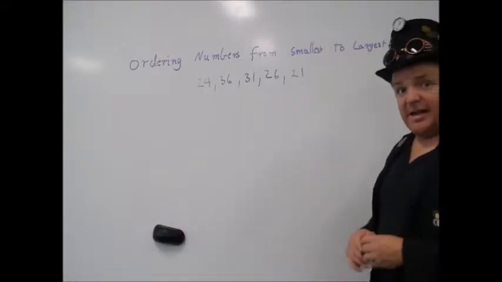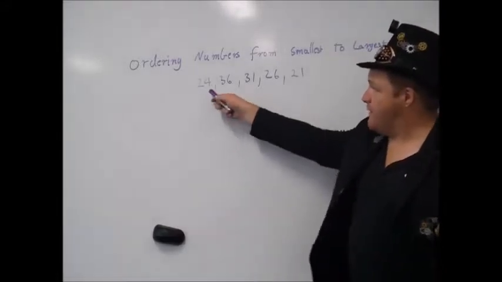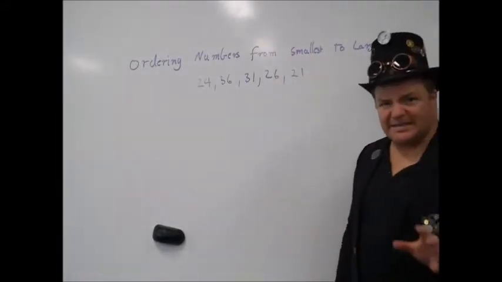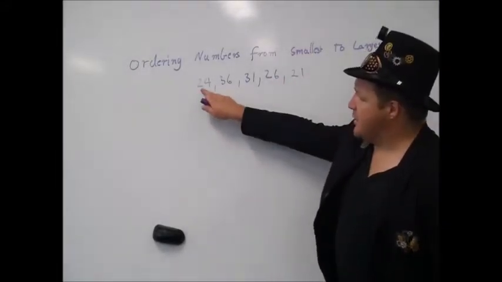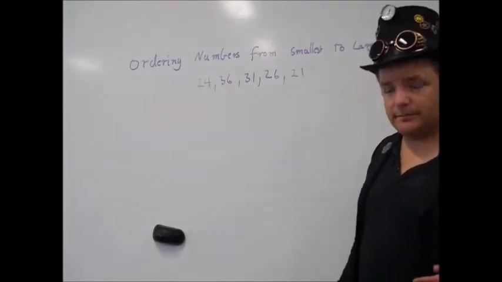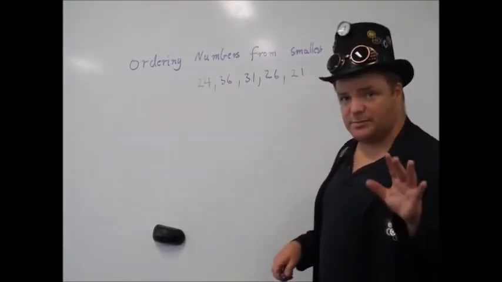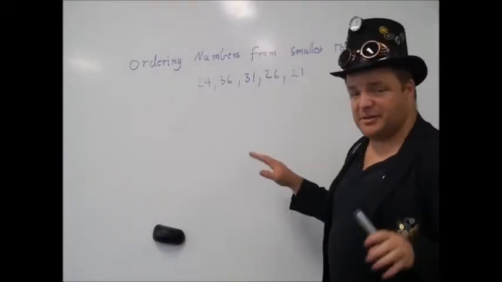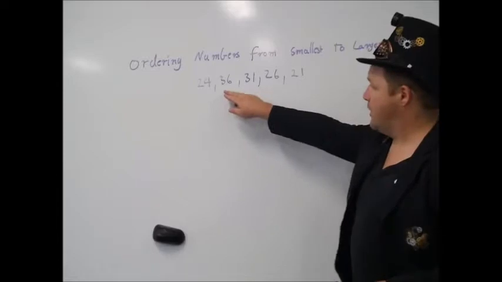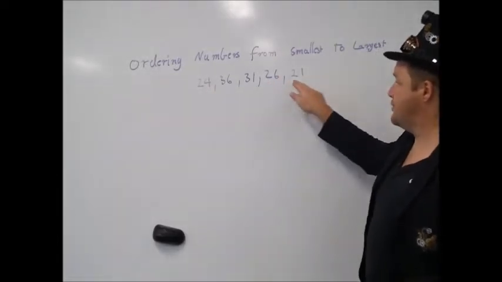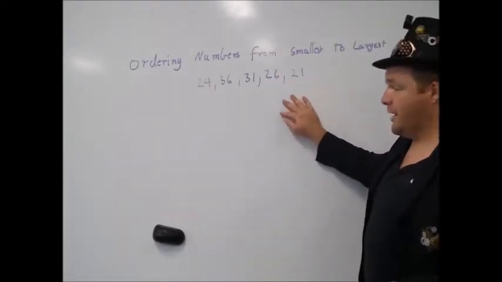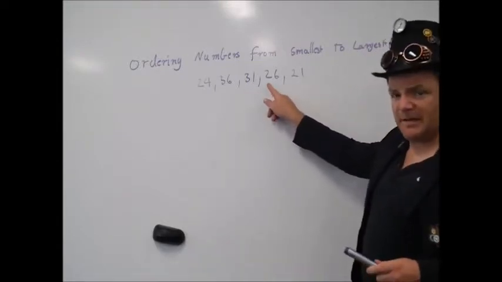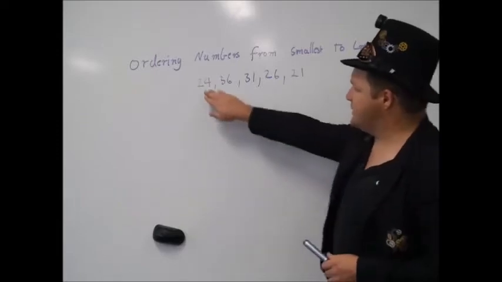And our next question. Now in this question, we have 24, 36, 31, 26, and 21. Now what makes this hard is that last time we just used the tens column, and in the tens column we worked out which was bigger and which one's smaller. What we're going to do now is we first use the tens column. We have 2, 3, 3, 2, 2. Okay. I have three 2s. Which is smaller, a 3 or a 2? That's right, it's a 2. So it's one of these ones that go next.